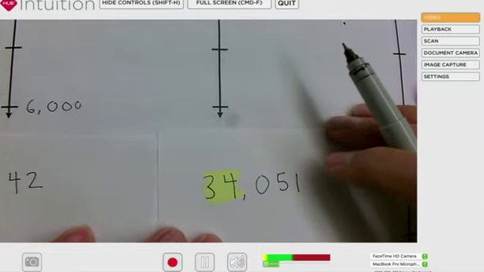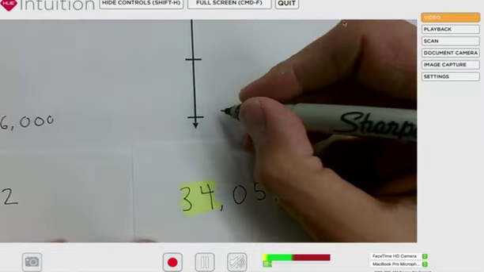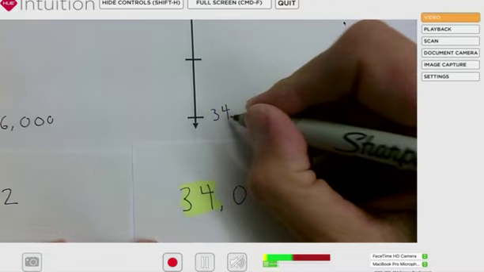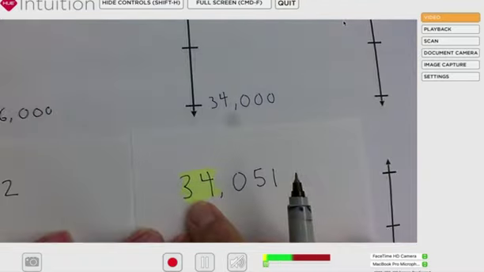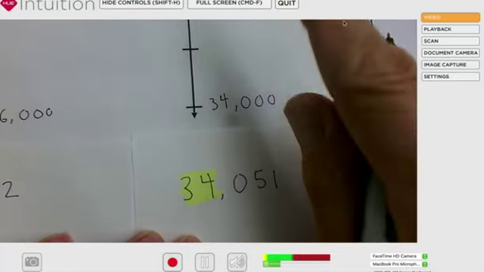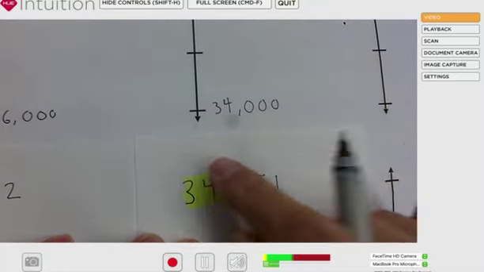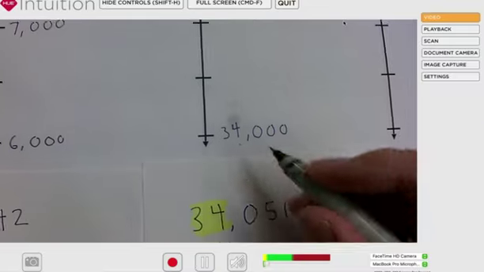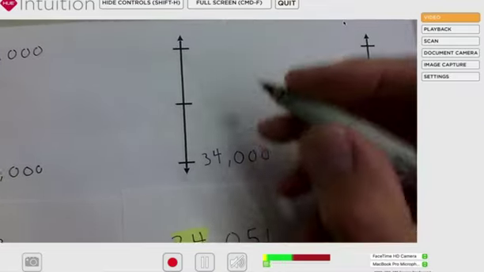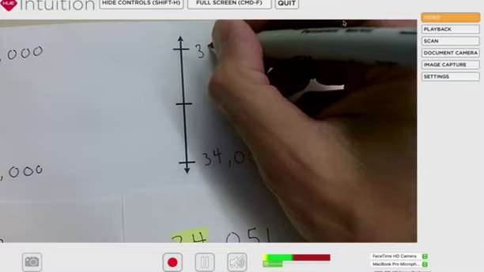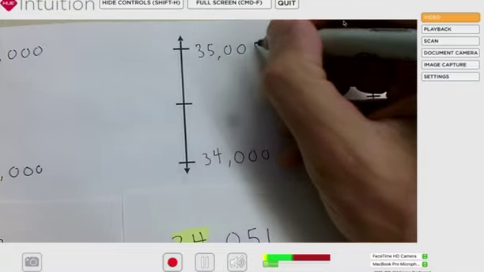That means that your choice, if it stays the same, is 34,000, because that's how many thousands are in this number. Remember, you either stay the same or you go up. You never go backwards. It would never be 33, never. What is 1 more thousand than 34,000? 35,000. And those are your two choices.